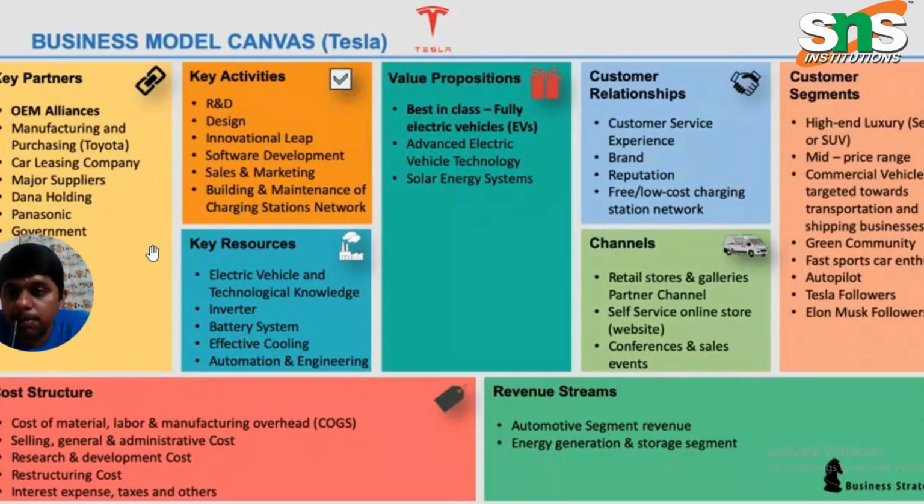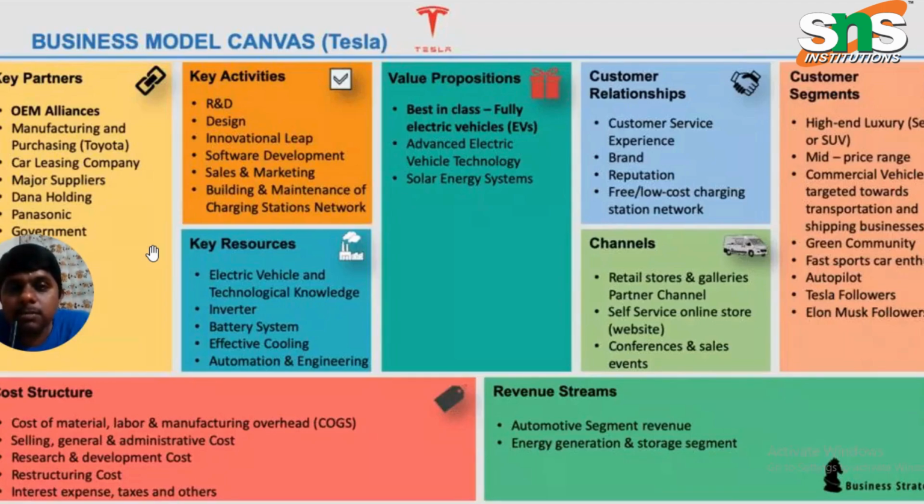They also do software development, sales and marketing, and maintain key resources like electric vehicle and technological knowledge, inverter, battery system, effective cooling, automation and engineering. Based upon the key resources they expand their manufacturing system. These are the major key resources for Tesla.